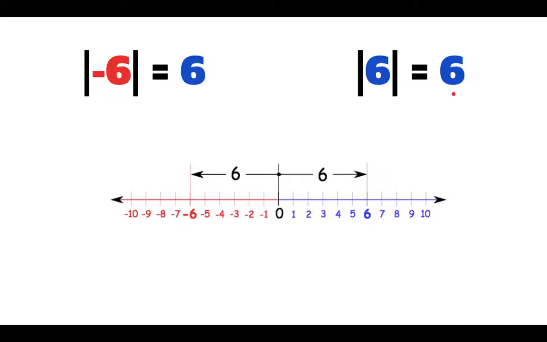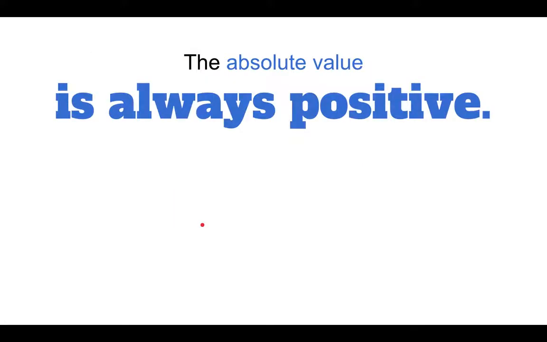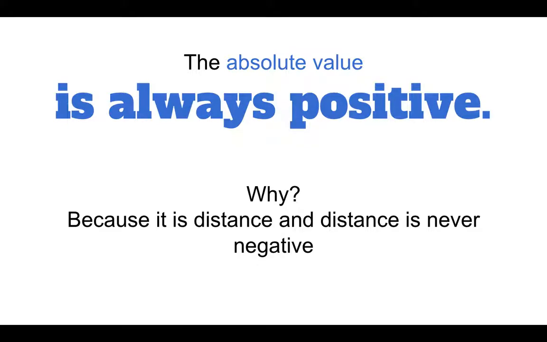The absolute value of a negative number is still how many spots away from zero is that number. So let's count. Here's 0, here's negative 6. 1, 2, 3, 4, 5, 6. So even though we moved in the negative direction, the absolute value of negative 6 is still positive. So the absolute value of any number is always positive. Why? Because absolute value is distance, and distance can never be negative.